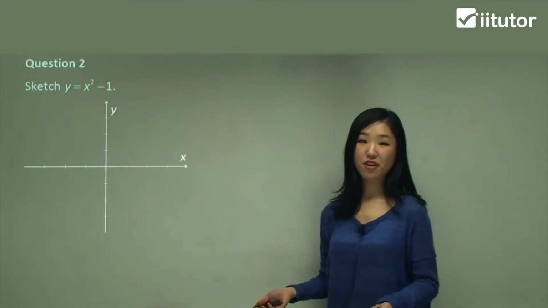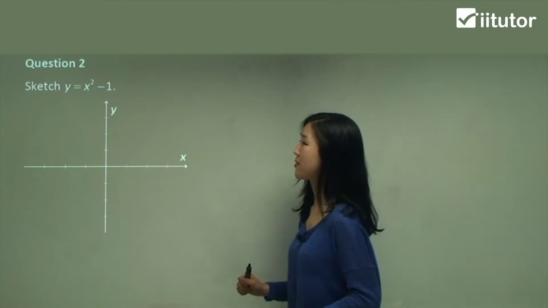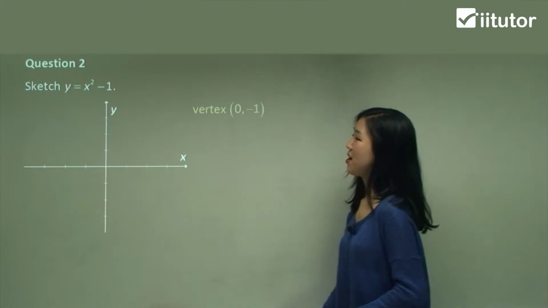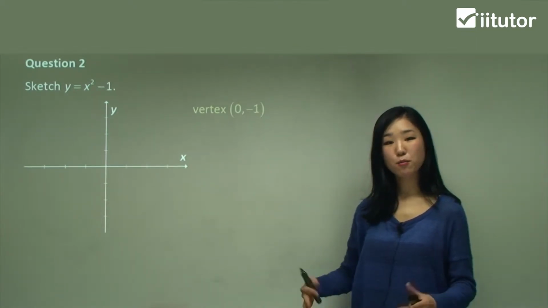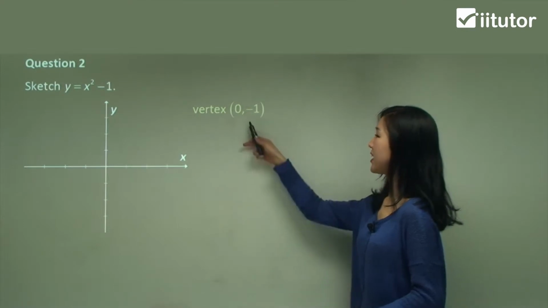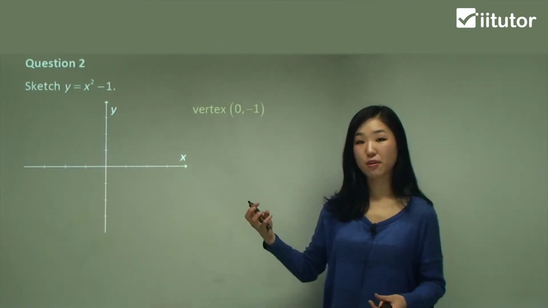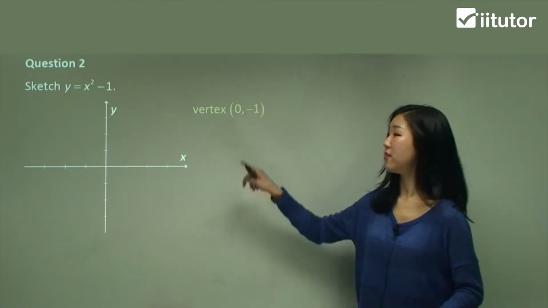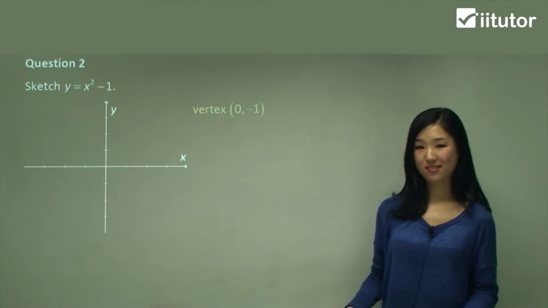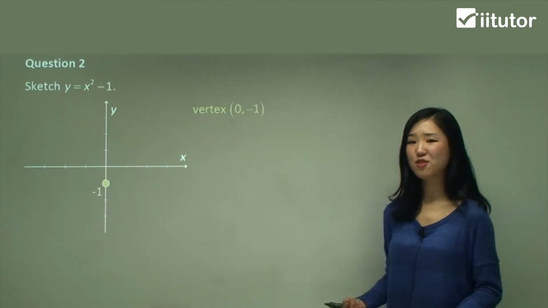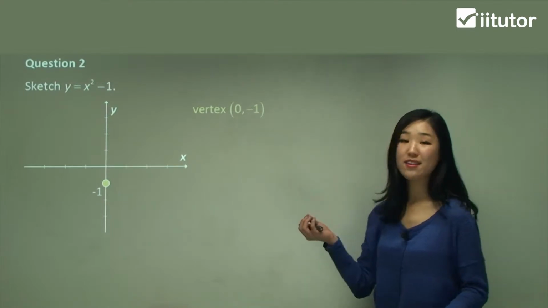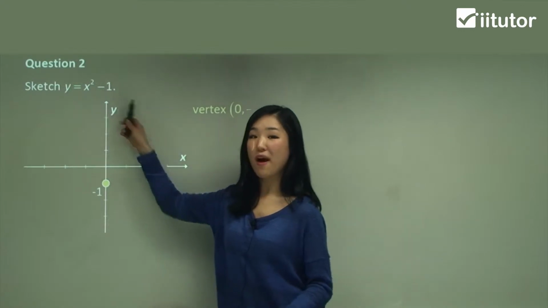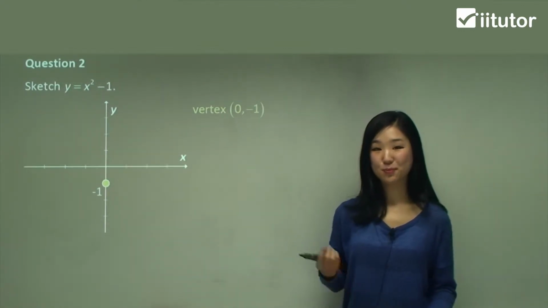Question 2, very straightforward as well. The only difference to the previous question is that I'm subtracting 1. So what can you tell me? The vertex is going to go down by 1, because we're subtracting 1. The vertex, which was originally (0, 0) for the y equals x squared graph, will have its y go down by 1, so it's going to be (0, -1). I'll just plot it there. In this kind of case, the y-intercept is the same as the vertex, so you can substitute x equals 0 to find that y equals -1. It should be the same.